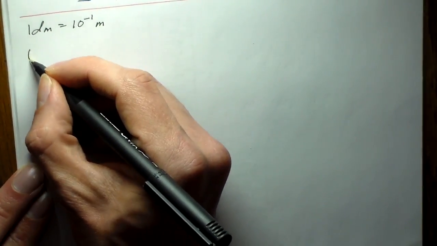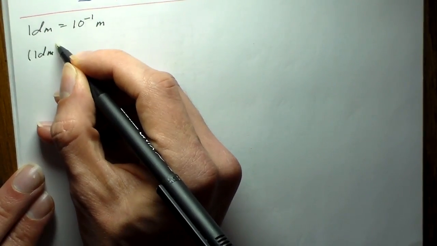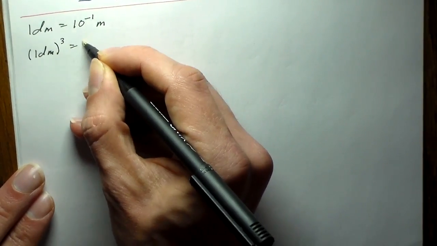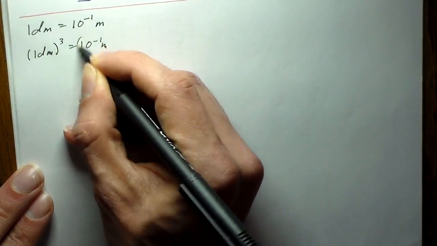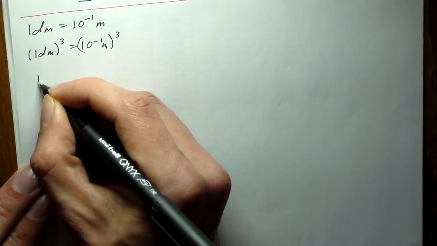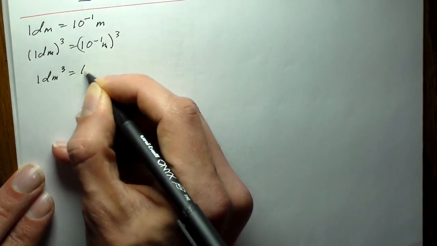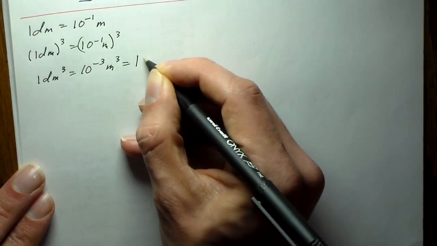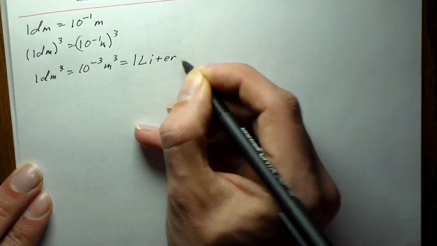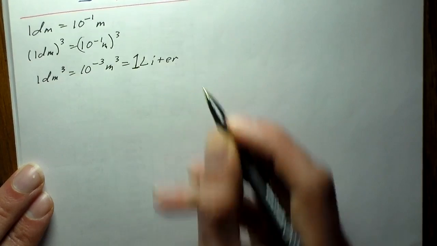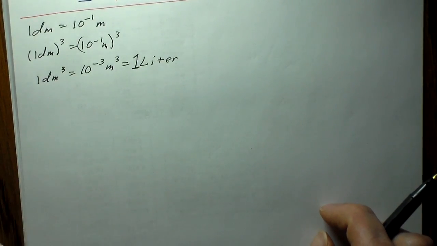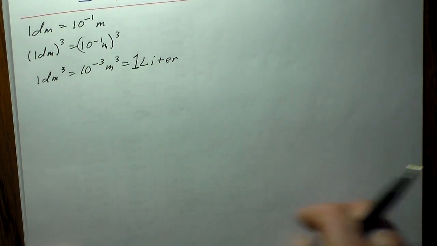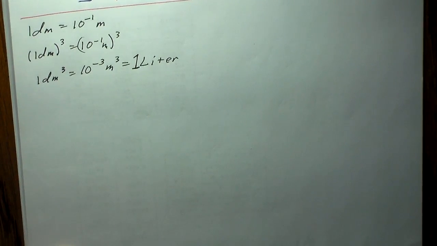So if I look here at 1 cubic decimeter, so I cube that, that's going to be 10 to the minus 1 meters cubed. So that means that I have 1 cubic decimeter is 10 to the minus 3 cubic meters. This is what we know as 1 liter. And this is a unit very, very commonly used in chemistry, mainly because it's just very convenient to have these values around there.